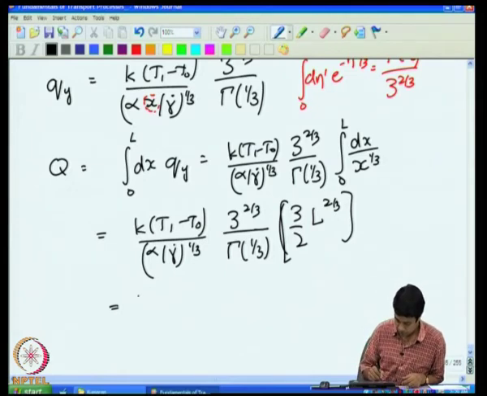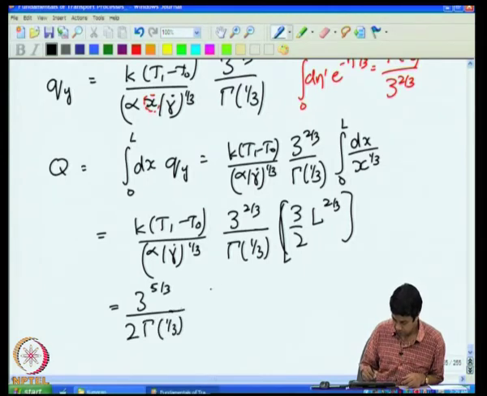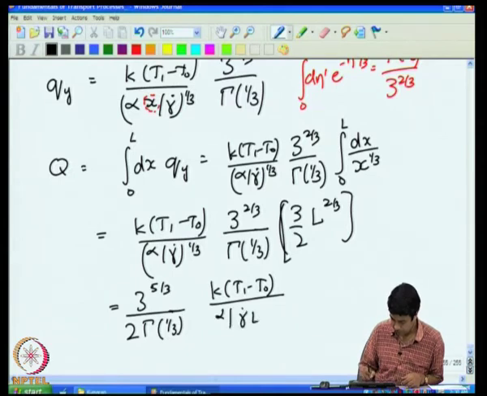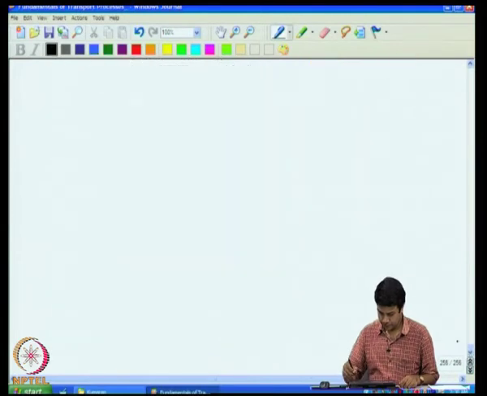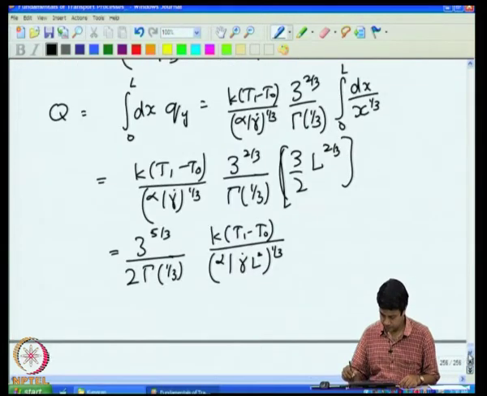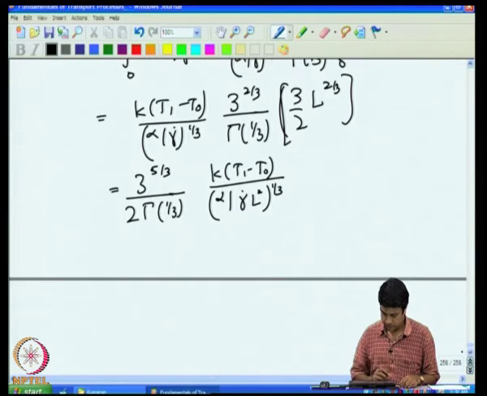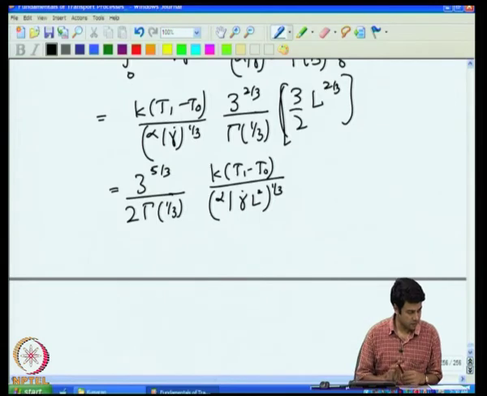So, this is equal to 3 power 5/3 by 2 gamma of 1 by 3 into k T1 minus T0 by alpha by gamma dot L square power 1/3. Okay, so this is the final equation for the heat transfer from a plate.